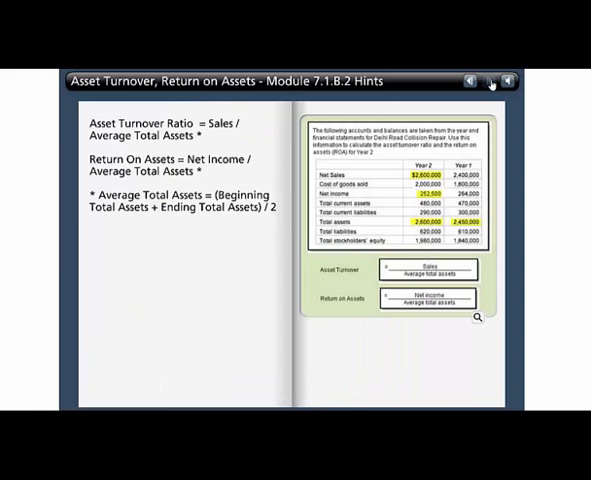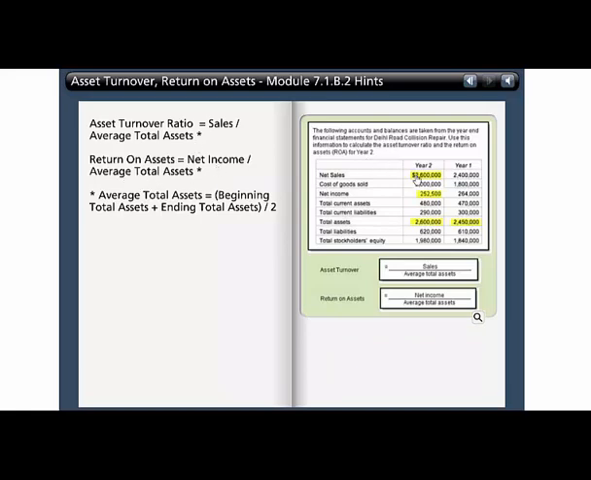Now, the formula for asset turnover is sales divided by average total assets. And average total assets we calculate simply by taking the beginning total assets plus the ending divided by 2. Since you were given 2 years of information, you would use both of those pieces of information. Return on assets is calculated by taking net income and dividing it by average total assets.